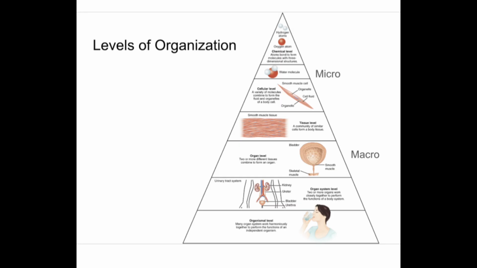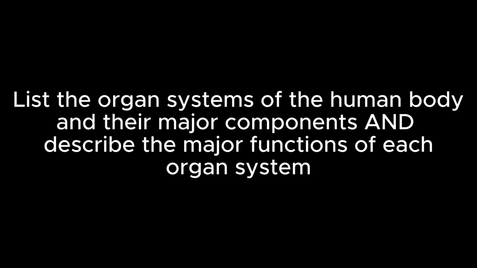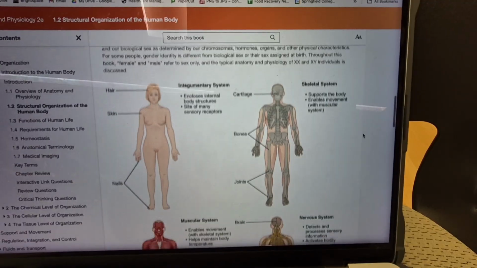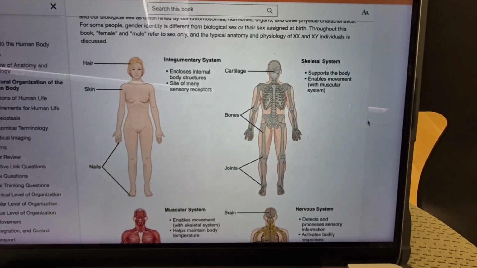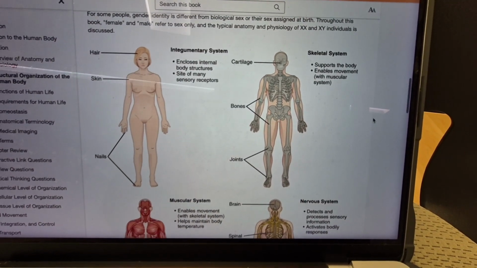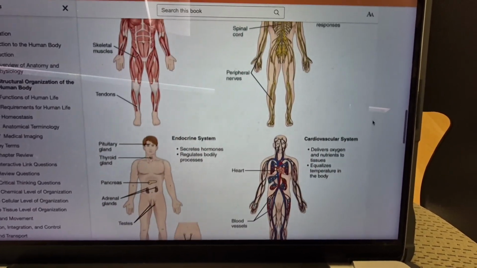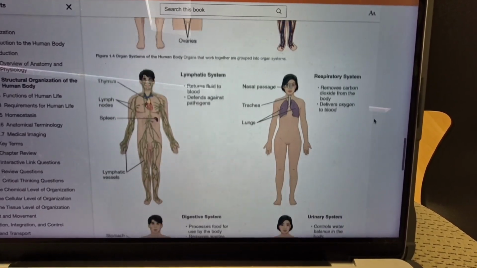Boom! Here's a perfect diagram right from the textbook that gives you the levels of organization and examples of each level to know. List the organ systems of the human body and their major components, and describe the major functions of each organ system. So you can find this in section 1.2 of the textbook, and essentially here is all of the organ systems and the major functions of each system. So this is mainly all that you need to know for this particular LO.